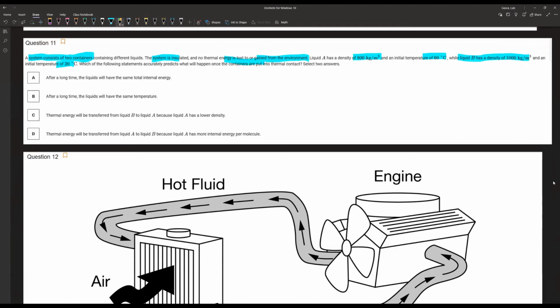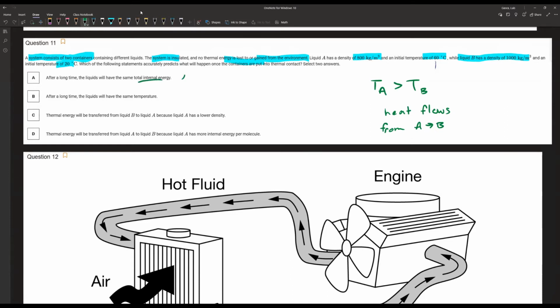And so because one is hotter than the other, the temperature at A is greater than the temperature at container B. So heat flows from A to B. So let's go ahead and see here which of these that might read. After a long time, the liquids have the same internal energy.